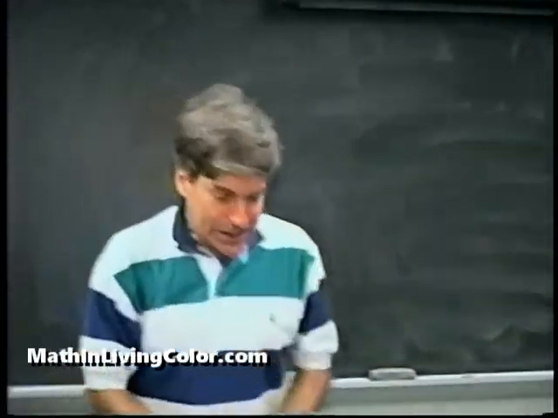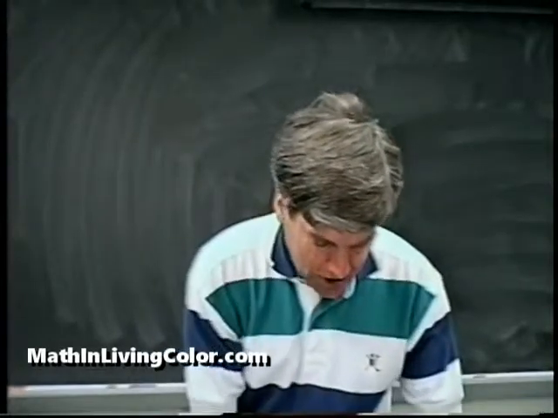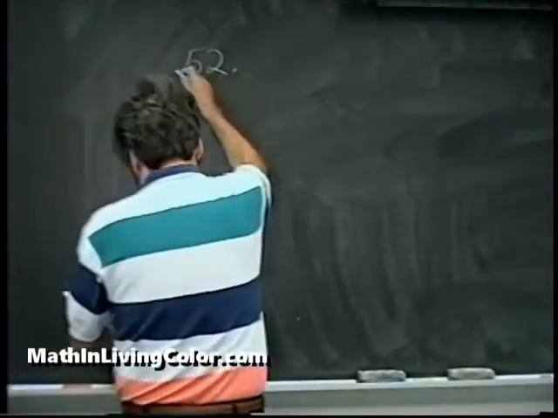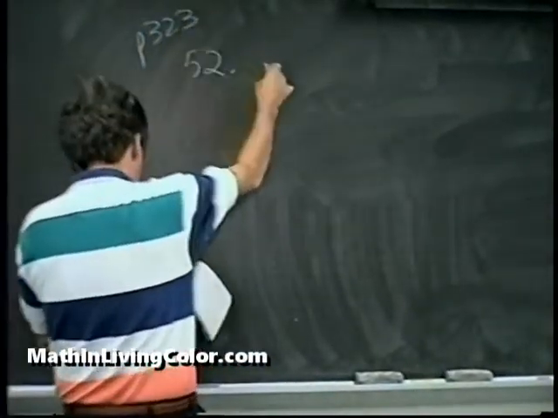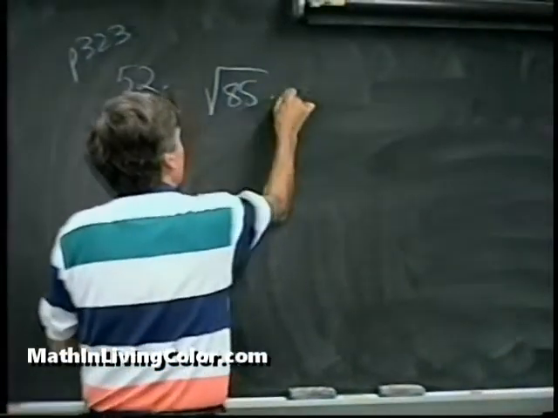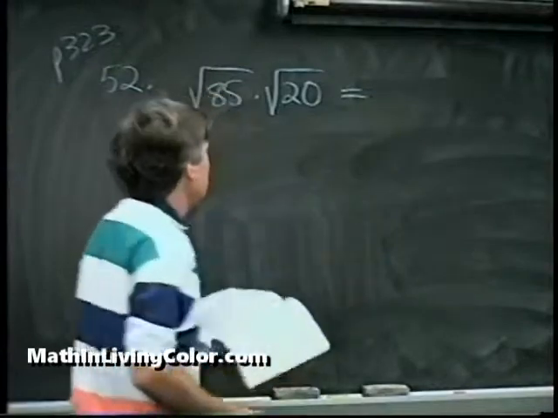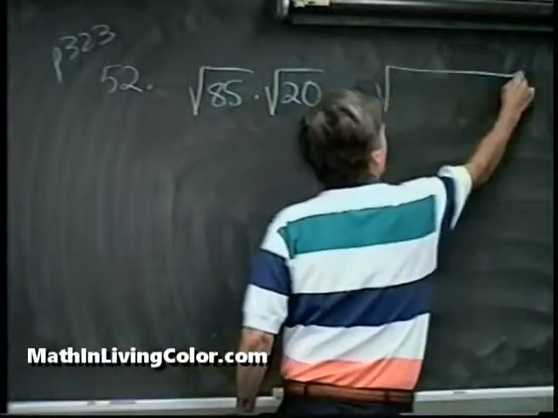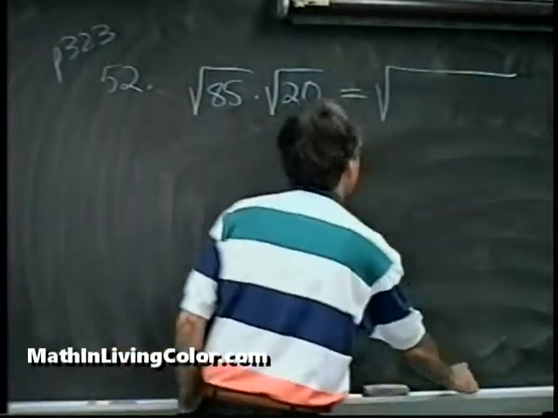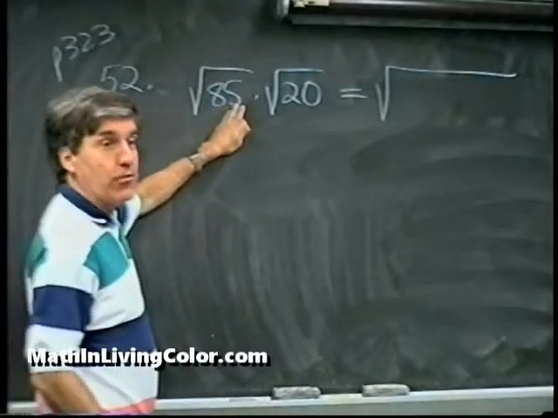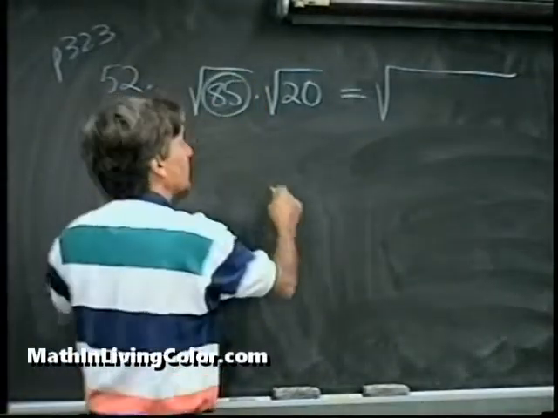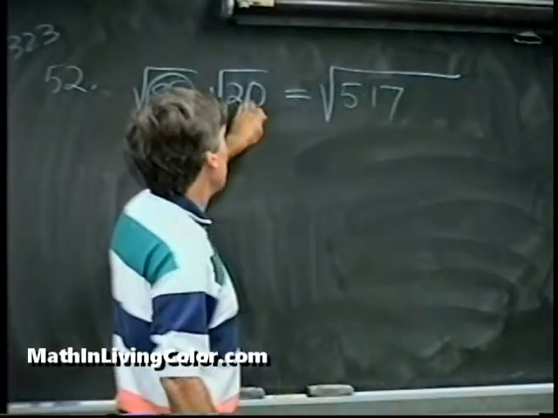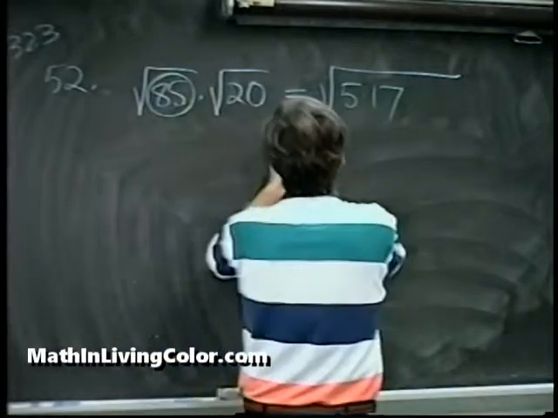I'd like to look at another problem here that I know will cause you a problem. Number 52. Look at number 52 next, still on page 323. It says the square root of 85 times the square root of 20. Again, we make one big happy square root, and let's break down the 85. What number goes into 85? 5 times 17, right? And then what about 20? 5 times 4, all right?